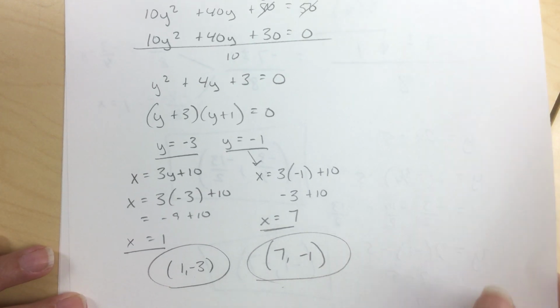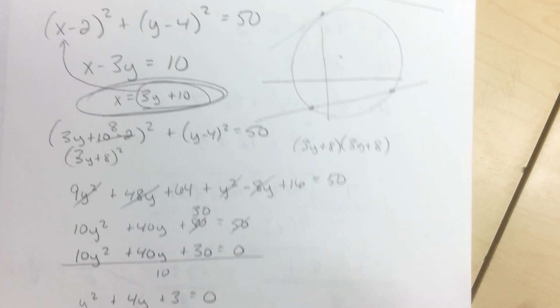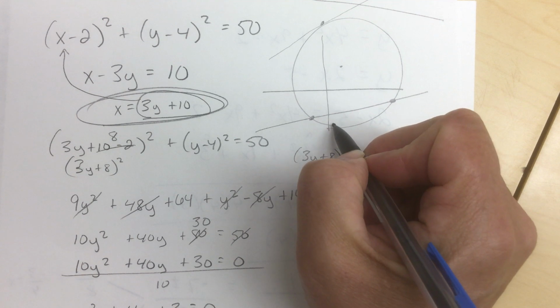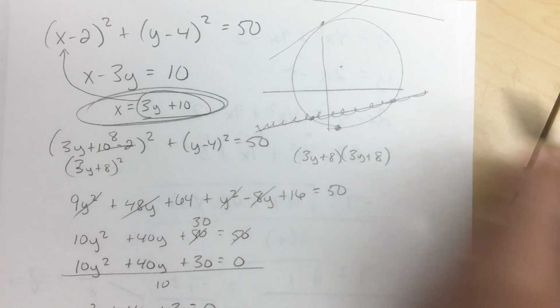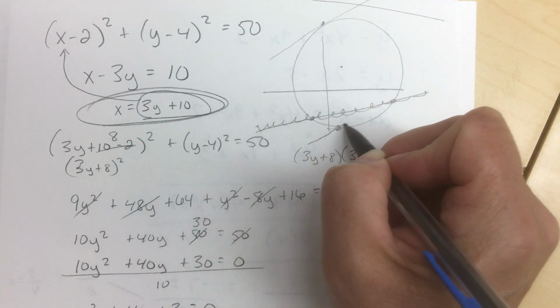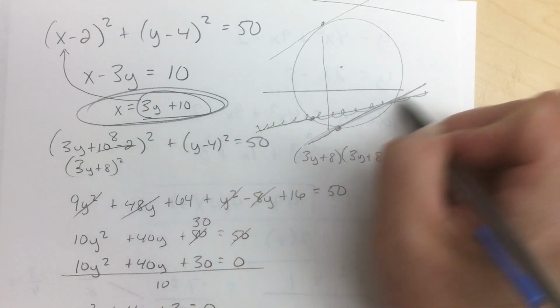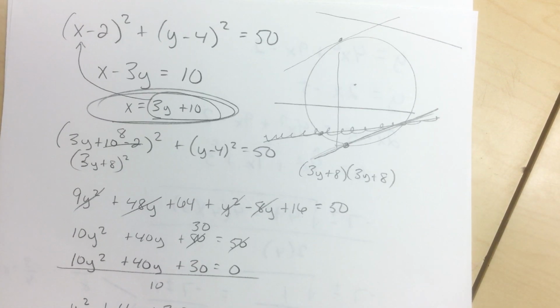Let's do one more. Now, if we go back to our picture, (1, -3) would be about here. So I was off a little bit on my estimate. And (7, 1) would be along in there. So just a little bit, same idea, but you have a line that crosses a circle in two places. Okay, let's do another example.